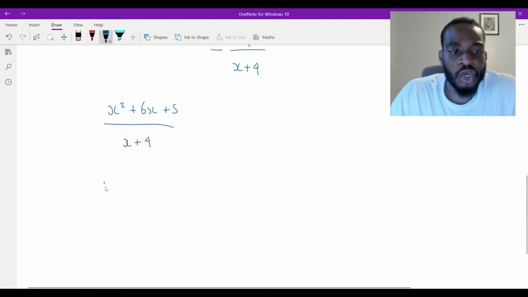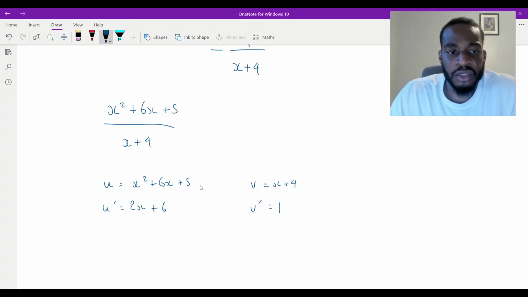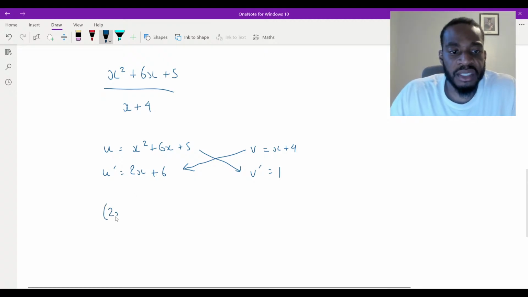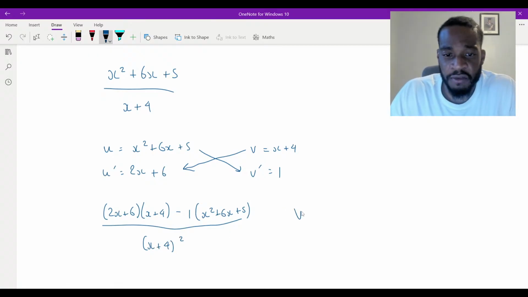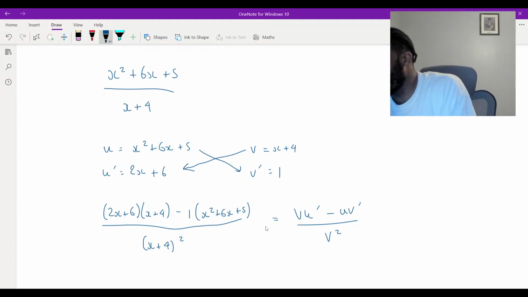I'm going to use the quotient rule now. So u is equal to x squared plus 6x plus 5. v is going to equal the denominator, x plus 4. u dash is going to equal 2x plus 6. v dash is going to equal 1. So therefore, for the quotient rule it's vu dash minus uv dash, so 2x plus 6 times x plus 4, minus 1 times x squared plus 6x plus 5, and then over v squared, so x plus 4 all squared. What I've done here is just the quotient rule, which is vu dash minus uv dash over v squared. I've just applied the quotient rule. Yeah? Okay.